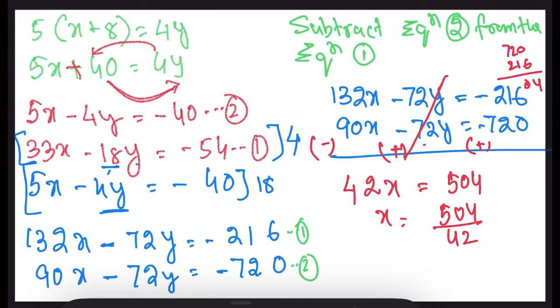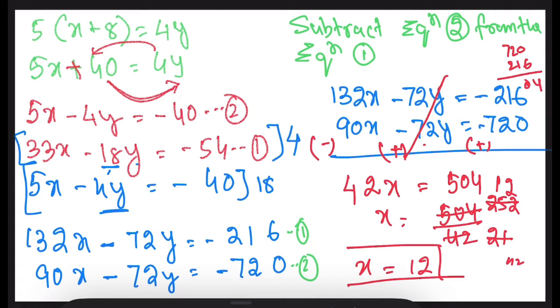Now this will be divided by 2: 2 25s are 50, 2 21s are 42, so 252 upon 21. Then 21 12s are 252. So x equals 12. This is our x value.